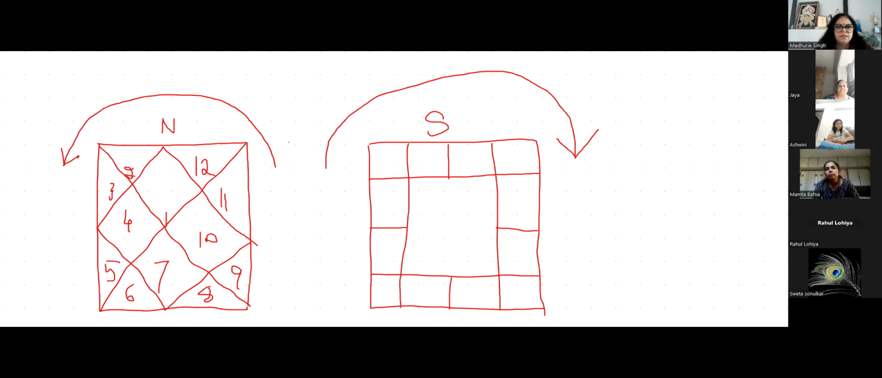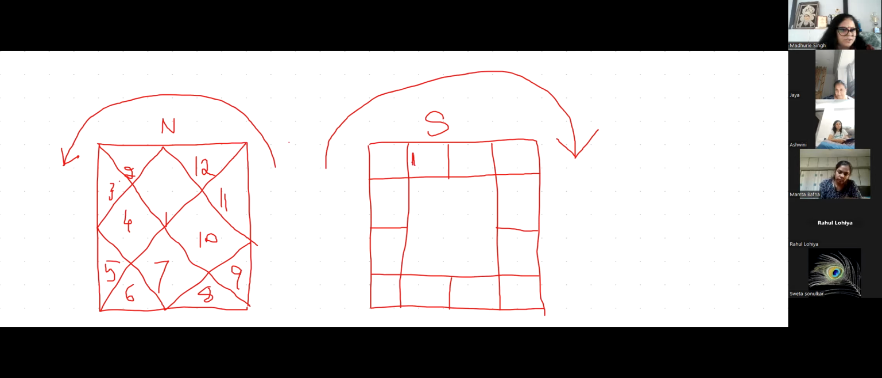Okay. Then in South Indian chart, what is fixed? Here in North Indian the house number is fixed, right? Here it is totally ulta. Here the houses keep changing. But what is fixed? Rashi. Okay. So here first Rashi is Aries.